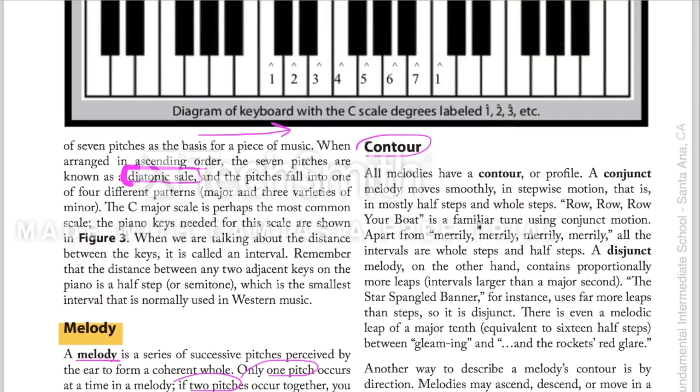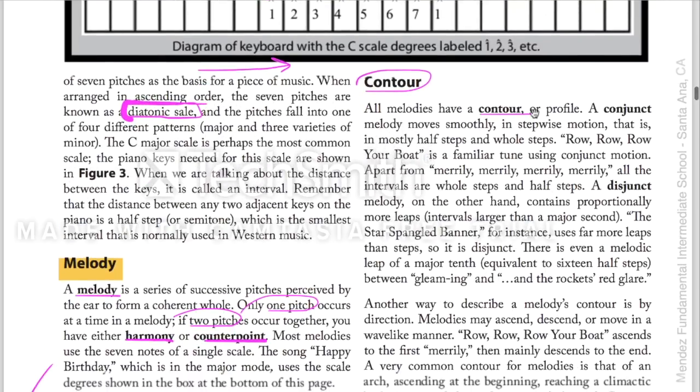Contour. All melodies have a contour or profile. A conjunct melody moves smoothly in stepwise motion. That is, it is mostly half steps and whole steps. Row, row, row your boat is a familiar tune using conjunct motion. Apart from merrily, merrily, merrily, merrily, all the intervals are whole steps and half steps. So once again, whenever you have mostly half steps and whole steps in the song, then you are using a conjunct melody.